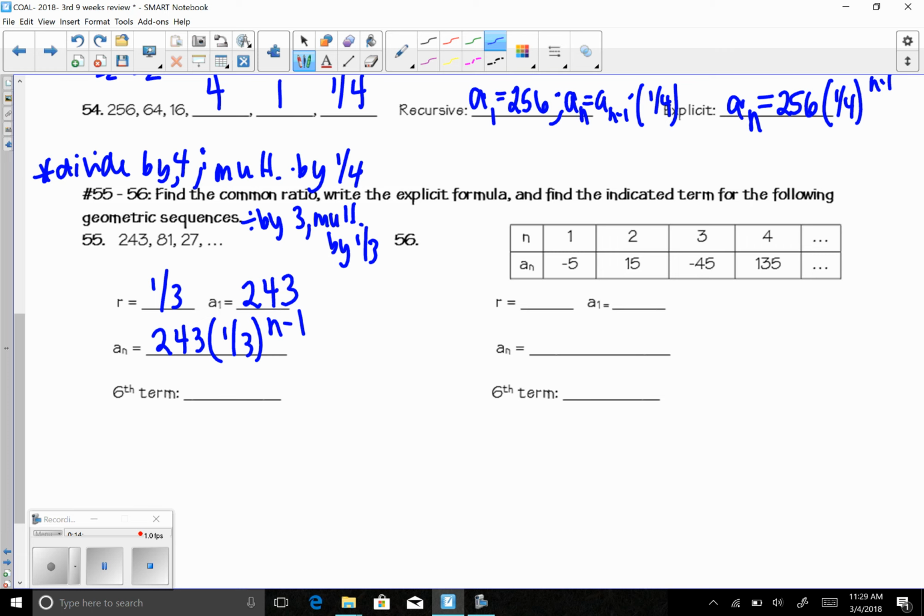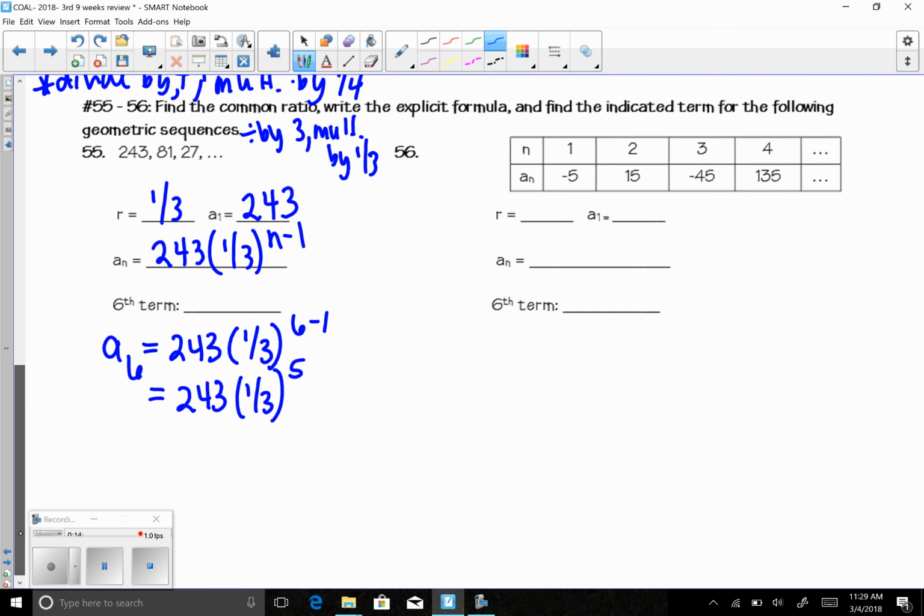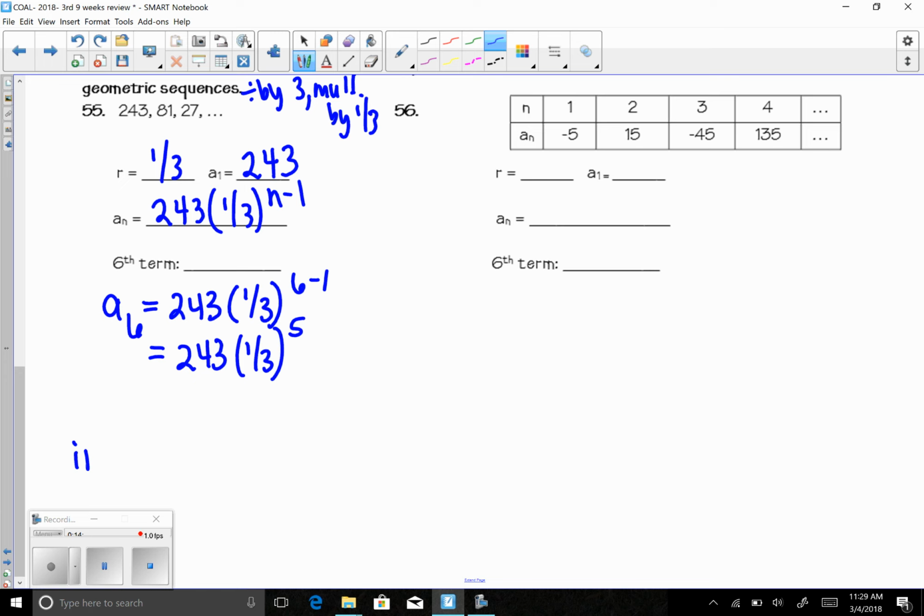It's asking you for the 6th term. So a_6 is 243 times 1/3 to the 6 minus 1. In your calculator, you need to be careful and make sure you use parentheses here. 6 minus 1 is 5. So the way it needs to look is 243, parenthesis, 1 divided by 3. Don't use the fraction button. 1, the division symbol, 3, caret 5. If you do 6 minus 1 as the exponent, you have to put it in parentheses in your calculator. Hopefully you guys got a 1.